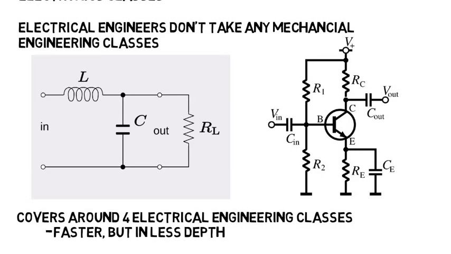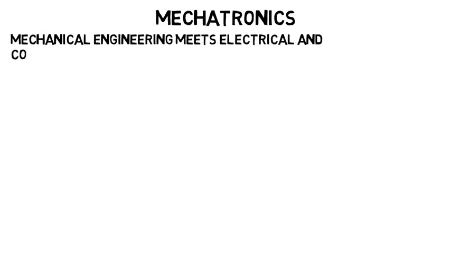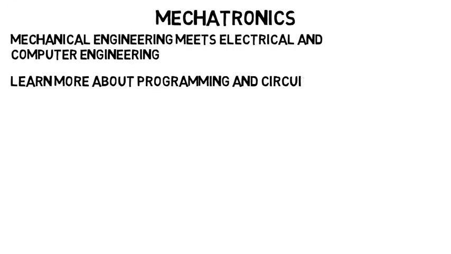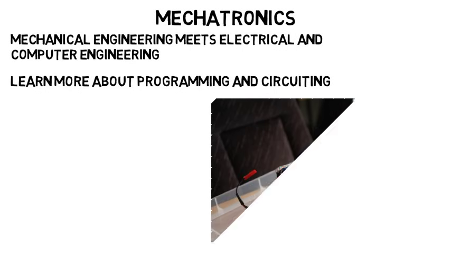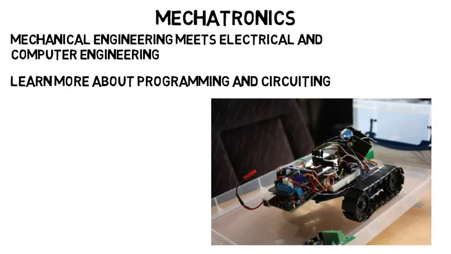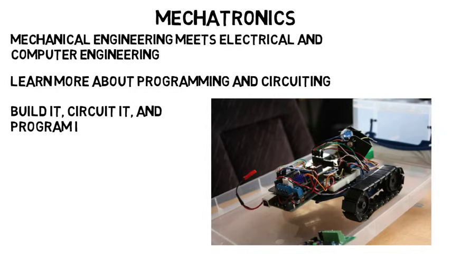Then this leads to the fact that mechanical engineers can concentrate in mechatronics. This is where mechanical engineering meets electrical and computer engineering. If you choose this, you will learn more about programming and circuiting so you can work on things like robotics. Instead of just being able to make something structurally, you'll have the skills to build it, circuit it, and program it to maybe detect and avoid obstacles or whatever your project would be.